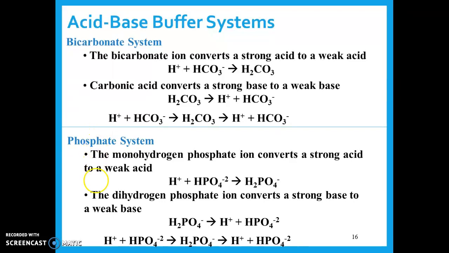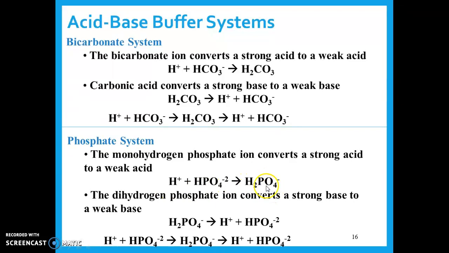All right. The phosphate system, it really does the exact same thing. We just use different chemicals. So monohydrogen phosphate converts a strong acid into a weak acid. Just like bicarbonate, if we've got too much hydrogen ions, monohydrogen phosphate can grab onto that hydrogen ion and it converts it into a weaker acid. All right. And then dihydrogen phosphate converts a strong base into a weak base. That's the thing we made right here.